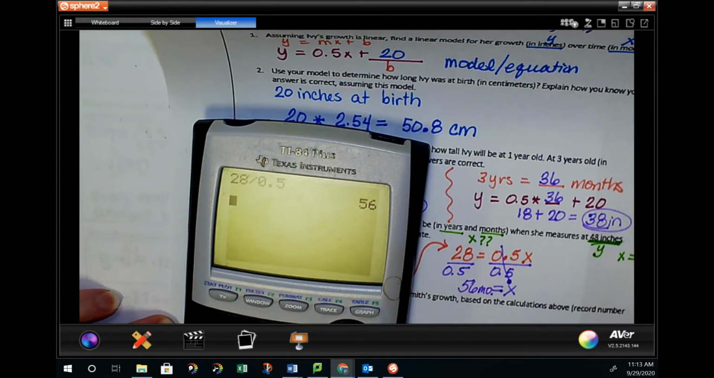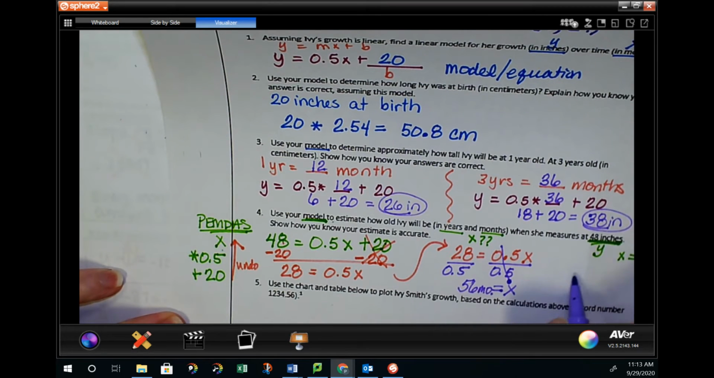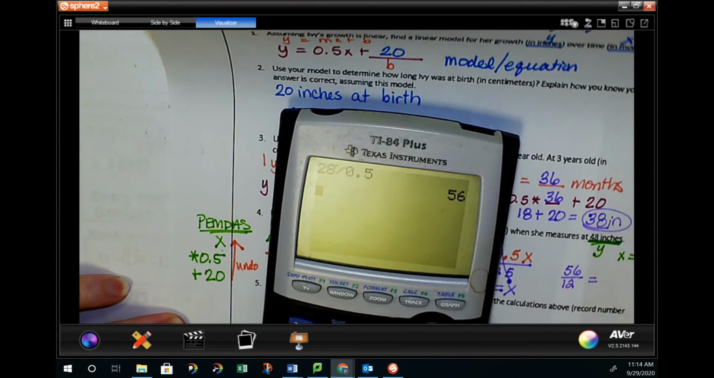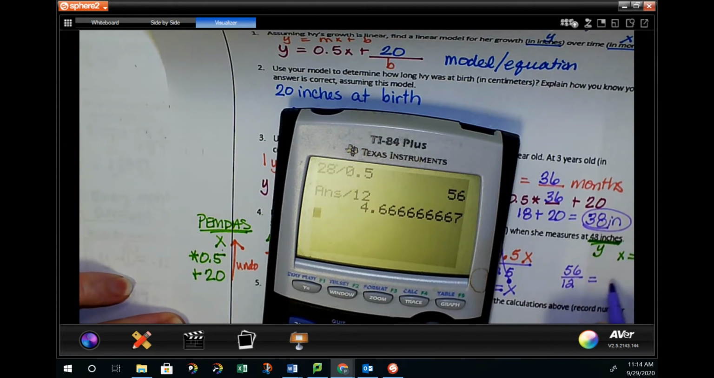That's 56 total months, but nobody measures in months like that. After about 2 years old, we stop measuring in months. When you're 24 months old, then we start calling you 2, 3, 4, 5, 6. So 56 is more than 24 months, so we're going to take 56 and divide it by 12. So 56 divided by 12, and I get 4.6 repeating.